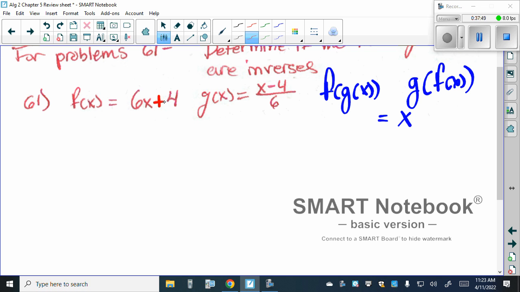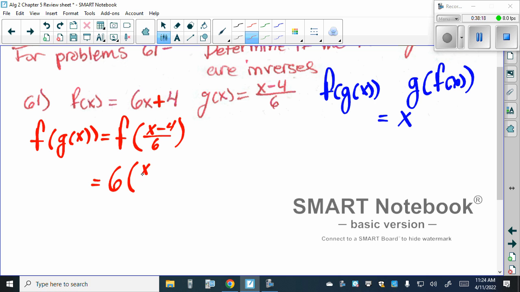So what we'll start out with is f of g of x. And just like with our previous functions when we talked about the composite, we're going to start off by plugging g of x in place of its function. So we'd have x minus 4 over 6. So I plugged in g of x. Now we're going to plug the x minus 4 over 6 into f of x, which would give us 6 times x minus 4 over 6 plus 4.